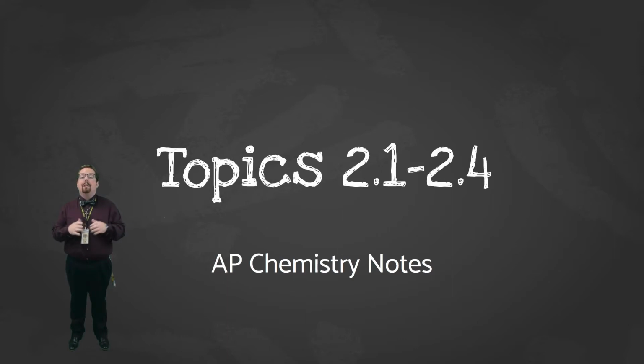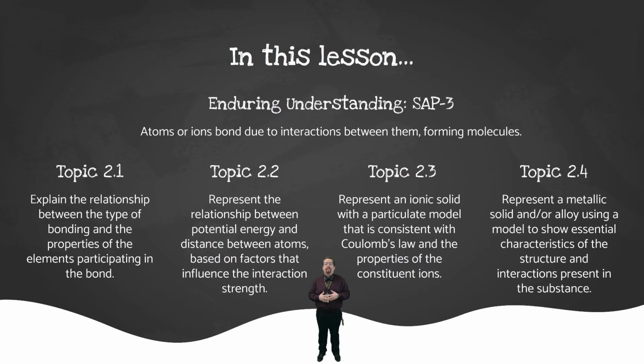Unit 2 is all about the structure and properties of molecular and ionic compounds. Today we're going to cover the first 4 topics in Unit 2, which ask you to explain the relationship between the properties of the elements participating in the bond, represent the relationship between potential energy and distance between atoms based on factors that influence the interaction strength, represent an ionic solid with a particulate model that is consistent with Coulomb's law and the properties of the constituent ions, and represent a metallic solid and/or alloy using a model to show essential characteristics of the structure and interactions present in the substance.